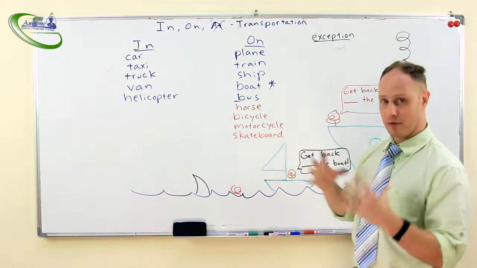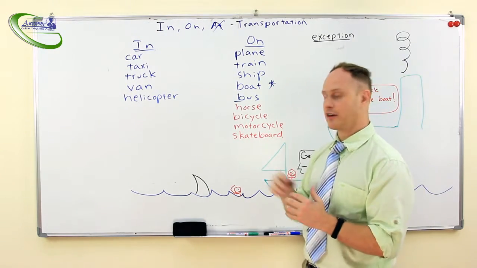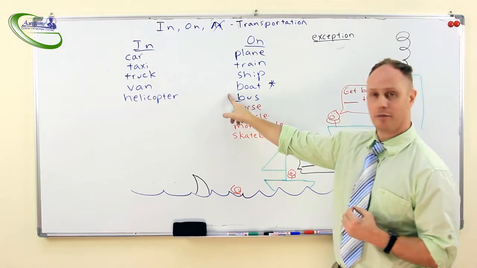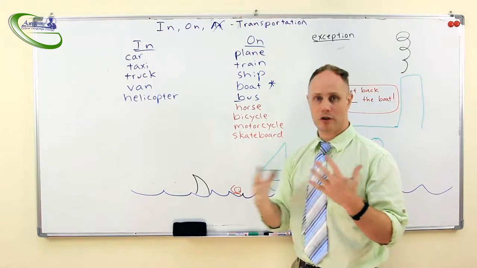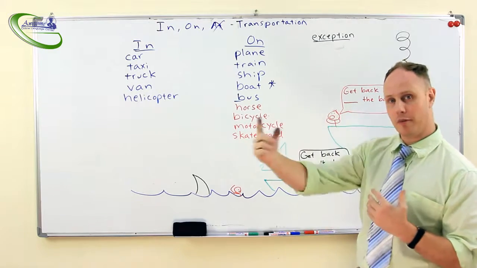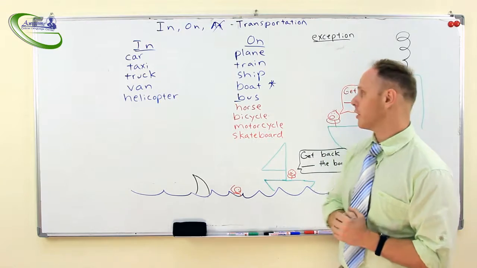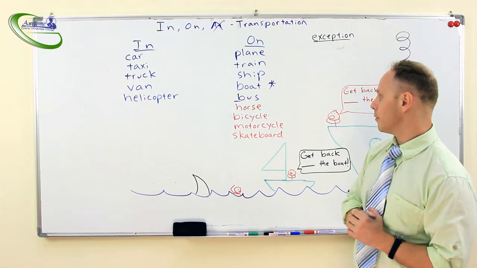Now, a boat and a ship can be the same or they could be different. It's going to depend on the size of what we're talking about. And again, most buses are big enough that you can move around a bit, you can get up, walk up and down the aisle. Many buses have bathrooms, especially if it's going for a long way. So we're going to be on the bus.